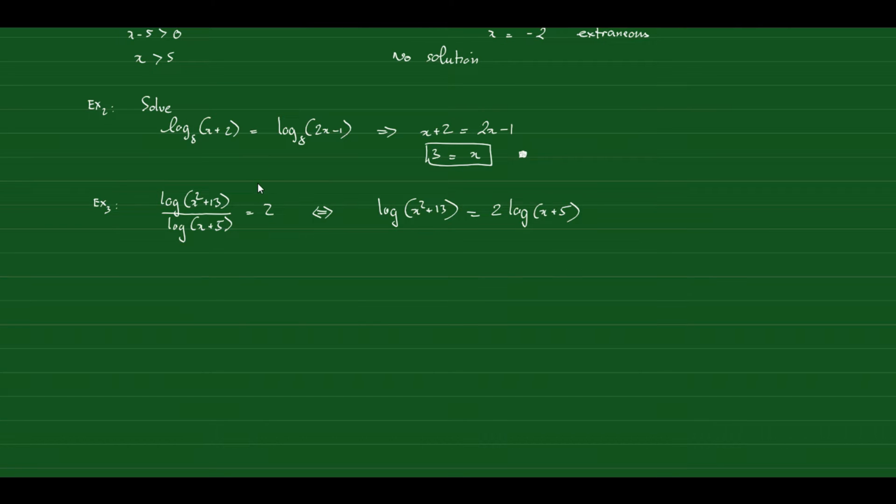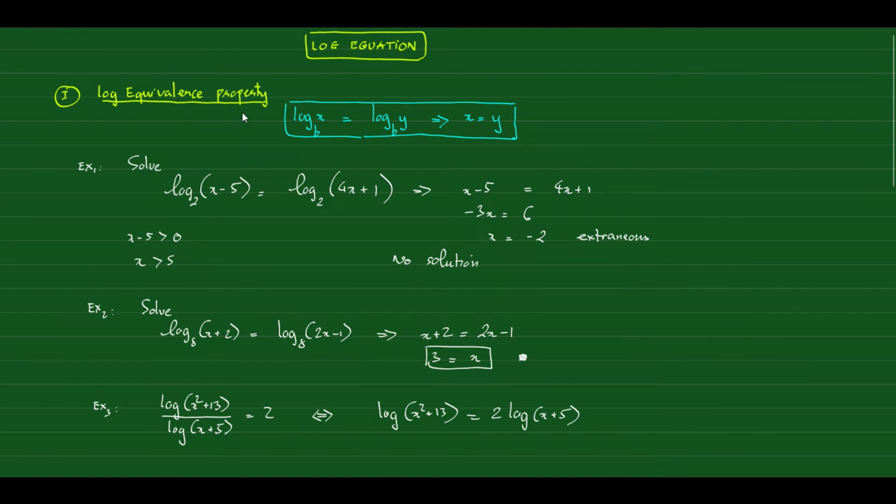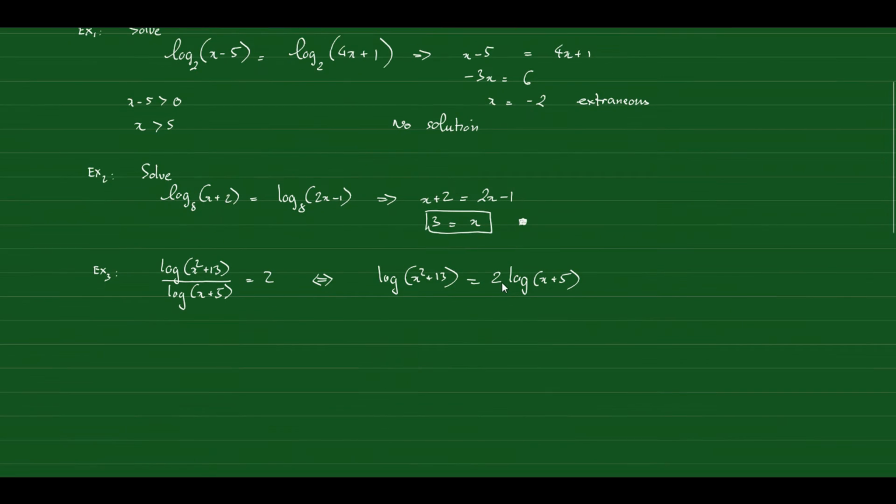But if you notice, in order to apply the log equivalence property, in front of the log we don't have a coefficient, but over here we have the number 2. So what you have to do is kick the number 2 up here to become an exponent.